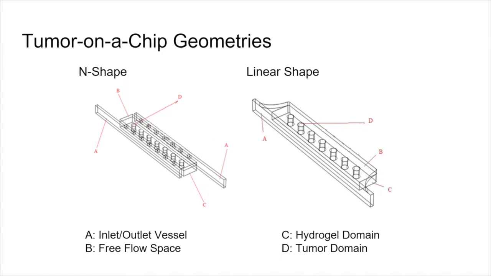The first step in creating a COMSOL simulation is to create the geometries of the tumor-on-a-chip device. We chose N-shape and linear shape designs that included 4 distinct domains: the inlet-outlet vessels, free flow space, hydrogel diffusion chamber, and tumor domains. An important parameter to define in order to add complexity and accuracy to the models is porosity of the hydrogel and tumor domains. Hydrogel porosity is defined as 0.5 and tumor porosity as 0.1.